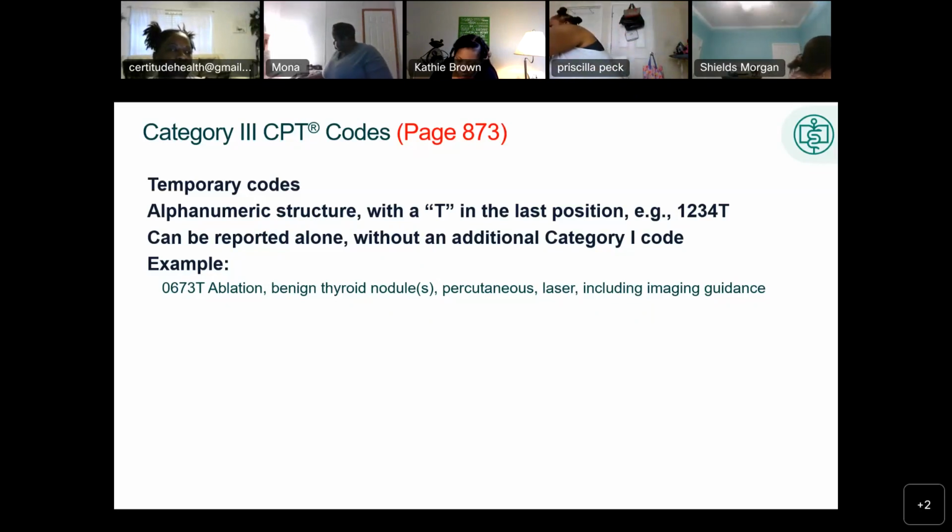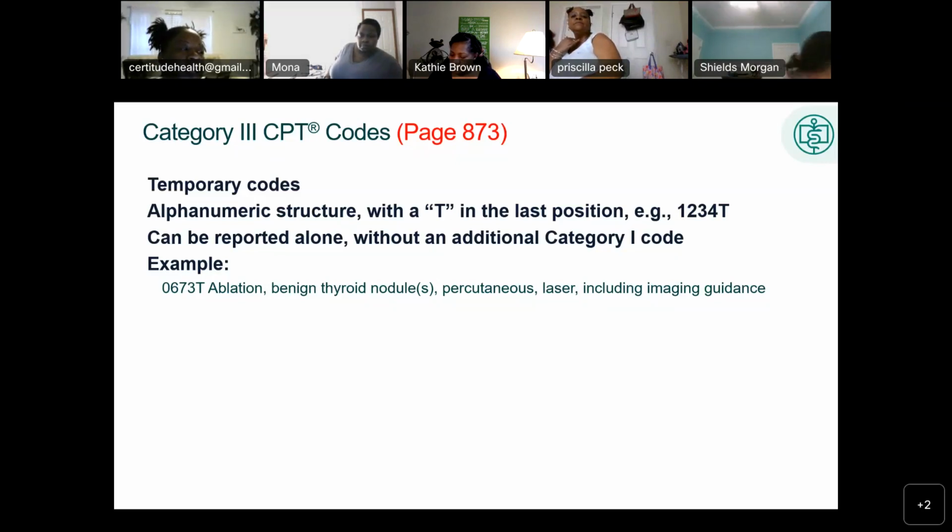Category 3 codes are temporary codes. Those are on page 873. A couple of things I want you to highlight there are that first paragraph and the second paragraph. So the reason that we have T codes, and I'm summing this up in the most simplified way, the reason that we have the T codes, or temporary codes, and you'll know that they're T codes because they end with the letter T. It would be like 4 numbers and then the letter T.